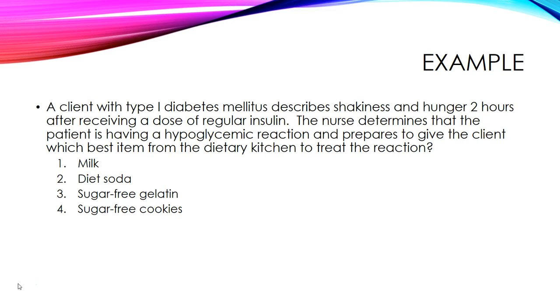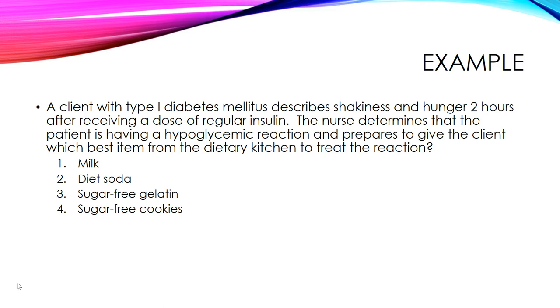It goes on to tell you, though it may not, and prepares to give the client which best item from the dietary kitchen to treat the reaction. So automatically, everybody's head goes to orange juice, right? The first thing you think of to give a patient when they are having a hypoglycemic reaction is orange juice. But then you read the answers and you're like, oh no, orange juice is not an answer. What do I do? That's where you need to apply some nursing knowledge to what answers are actually given to you.